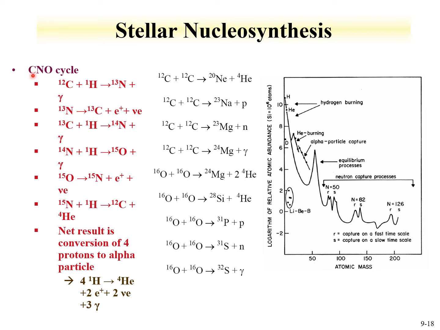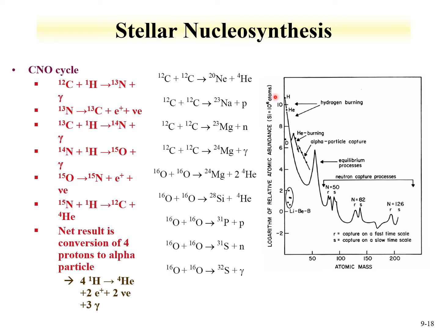So this is an example of a carbon-nitrogen-oxygen cycle, where carbon reacts with particles such as a proton to make nitrogen, which decays to carbon-13, which can then make nitrogen-14. And some examples are given here for nitrogen reactions. We can also have fusion of carbon, oxygen, to produce heavier elements, along with productions of alpha particles, protons, neutrons, or photons. The overall net conversion of 4 protons to an alpha particle is derived through the summation of some of these reactions.